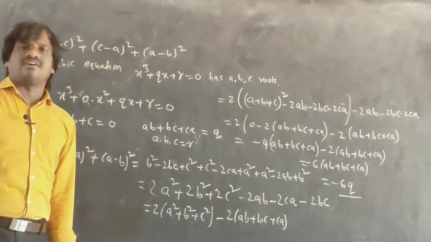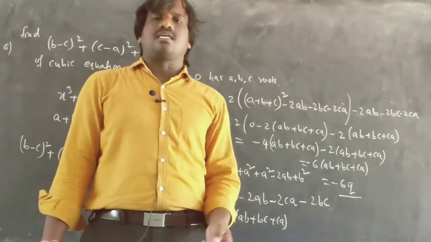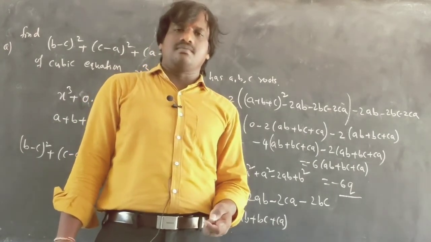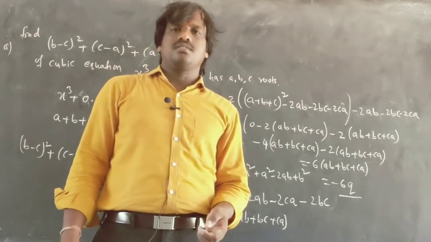So this is the theory of equation problem. So the answer is minus 6Q. We do all the problems in this way. Let us see another question.